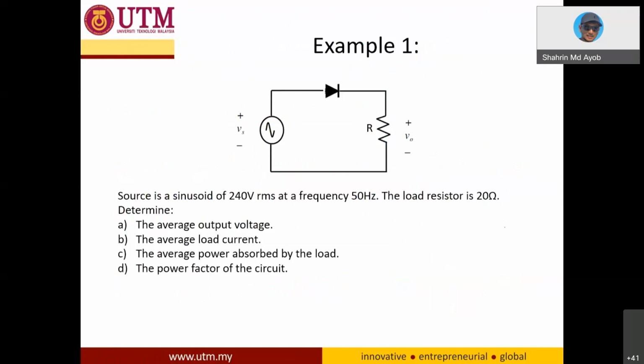Okay, example 1. The source is sinusoidal 240 volt RMS at frequency 50 Hz. The load resistor is 20 ohm. So determine the output voltage, the load current, the average power absorbed by the load, and the power factor of the circuit. So I give you 10 minutes to think about it.